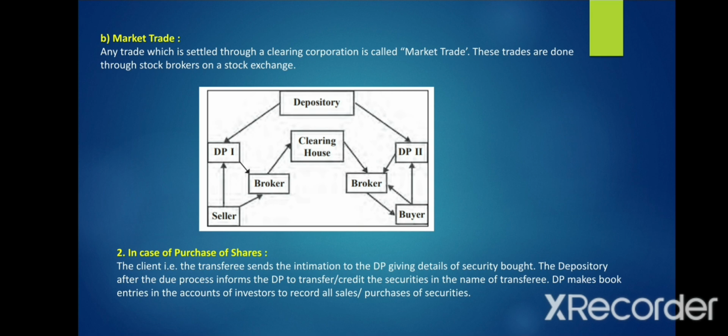In case of purchase of shares, the client, that is the transferee, sends the intimation to the depository participant giving details of security bought. The depository, after the due process, informs the depository participant to transfer or credit the securities in the name of transferee. Depository participant makes book entries in the accounts of investors to record all sales or purchases of securities.